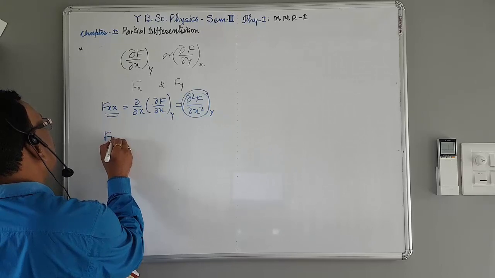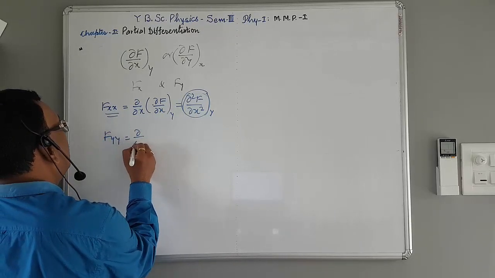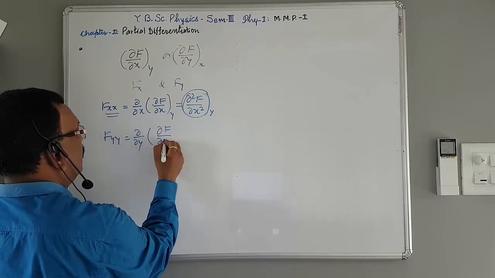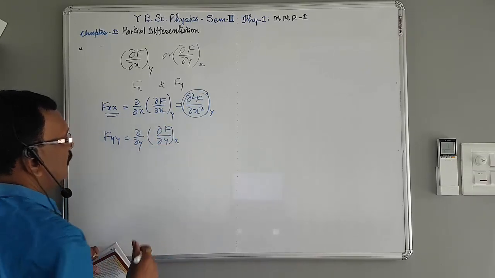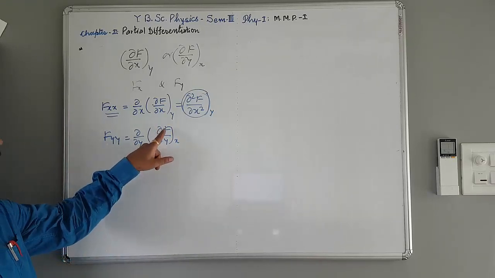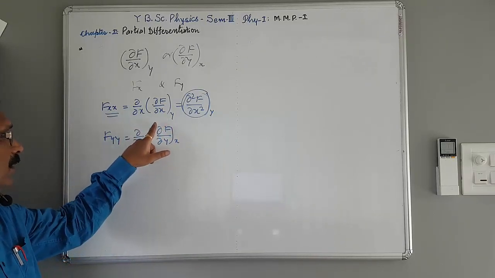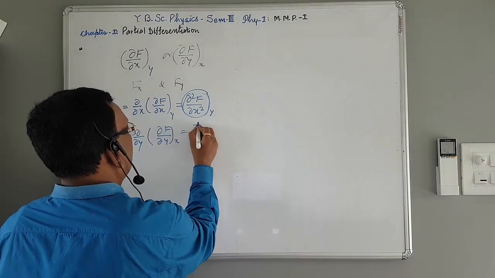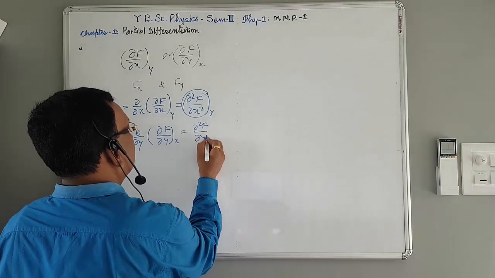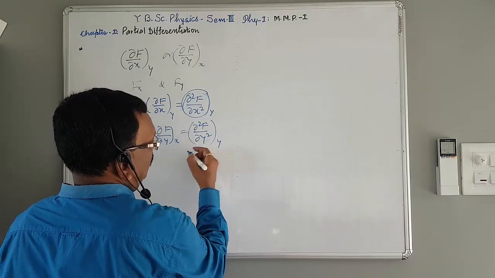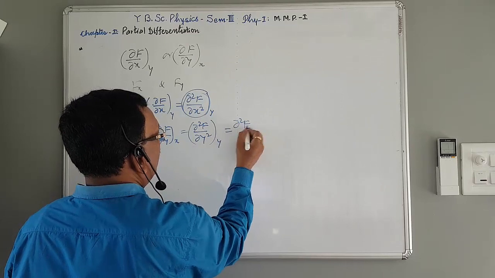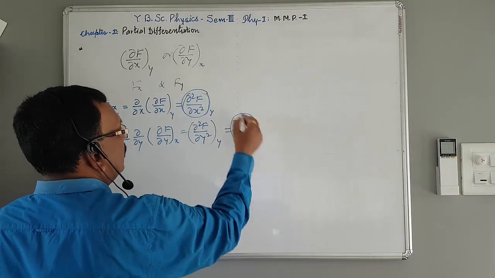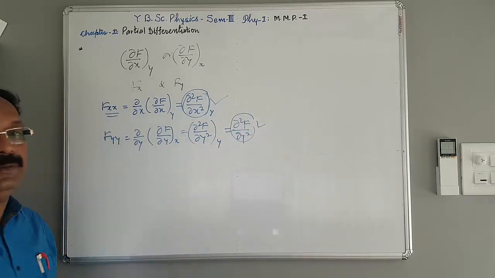Similarly, we have fyy, that is ∂/∂y of (∂f/∂y) keeping x constant. This is the first order derivative. Again we differentiate the first order derivative with respect to y, and we have ∂²f/∂y². Remember that this is the second order derivative of a given function.